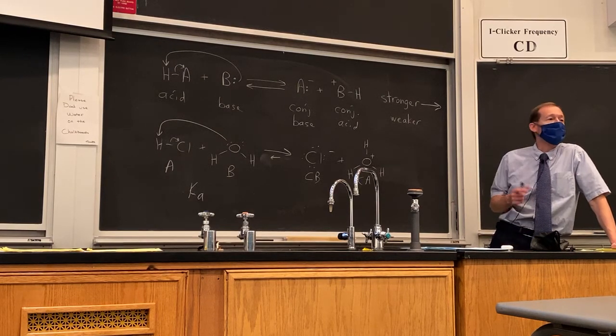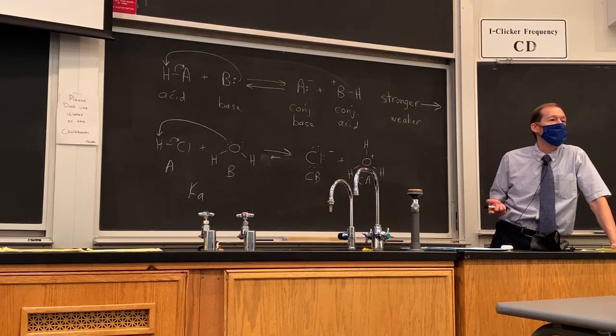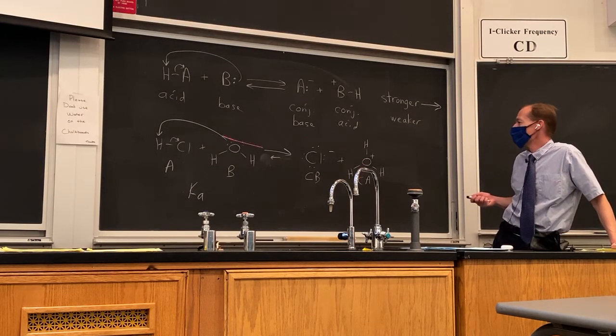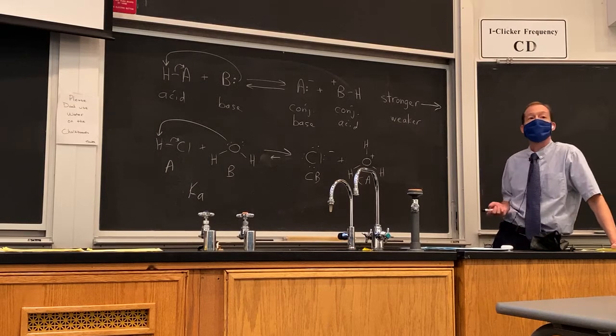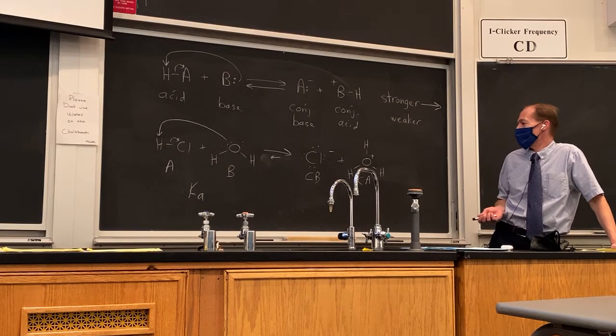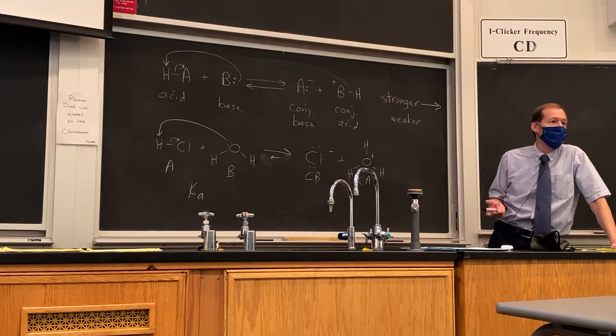So for a favorable acid-base reaction, what kind of a value would we have for Ka? Greater than 1 or less than 1? Greater than 1, okay? So we'd have a value greater than 1 because we'd have more products than reactants at equilibrium. If we had an unfavorable acid-base reaction, meaning we had a weak acid, what would the value of Ka be? Less than 1, exactly. Okay?